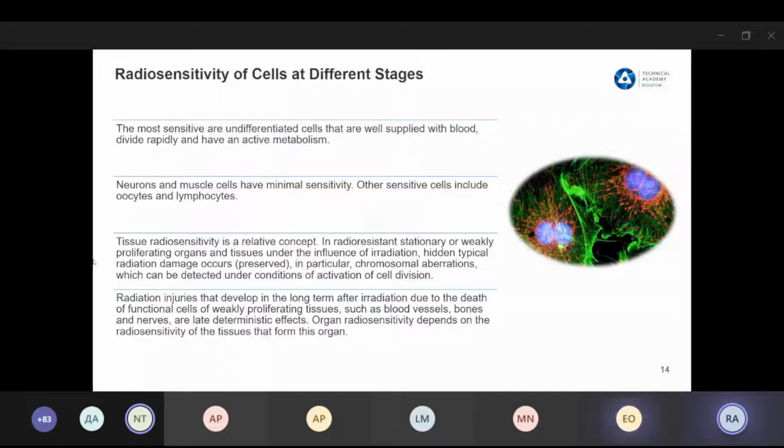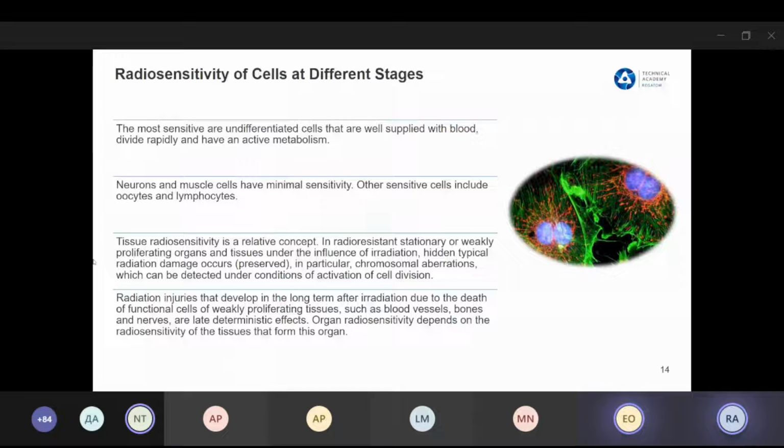Organ radiosensitivity depends on the radiosensitivity of the tissues that form this organ. Criteria: the mass of the organ decreases, the functional activity decreases, muscle weakness in case of acute radiation sickness, devastation of the organ of specific cells, site of tumor when the lungs are irradiated with 6 grays.